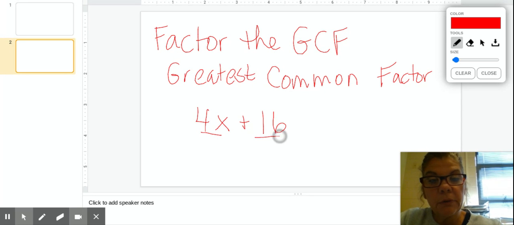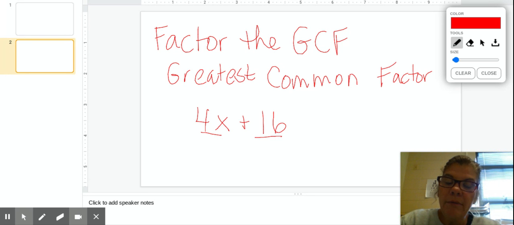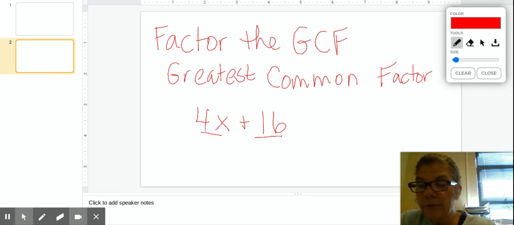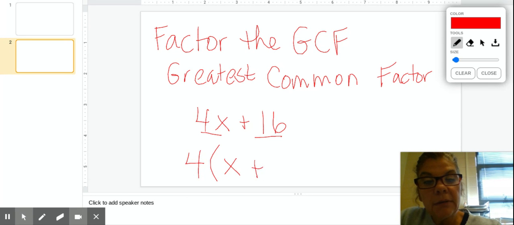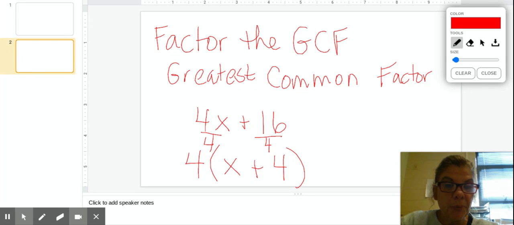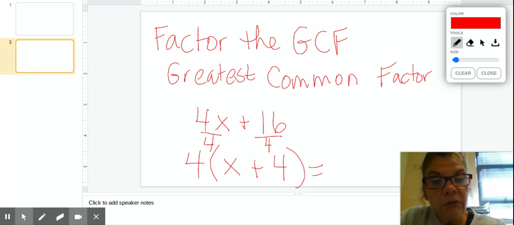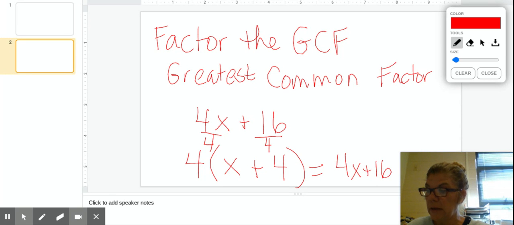at both terms and decide what number, what value is the largest that 4 and 16 are both divisible by. Of course, you're thinking it's 4. So if I factor out a 4, that would leave me with x plus 4 in parentheses. It's kind of like reverse distributive property. So 4x divided by 4 is x, 16 divided by 4 is 4, 4 multiplied by x plus 4, if we were to distribute that, would give us the original 4x plus 16.